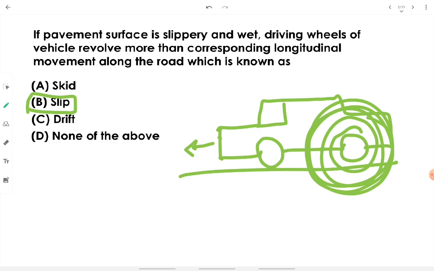Skidding means braking and suddenly getting dragged over the surface. Slipping means more revolution of the vehicle wheel than required to move over a longitudinal surface. All right, with this, let's move to the next question.